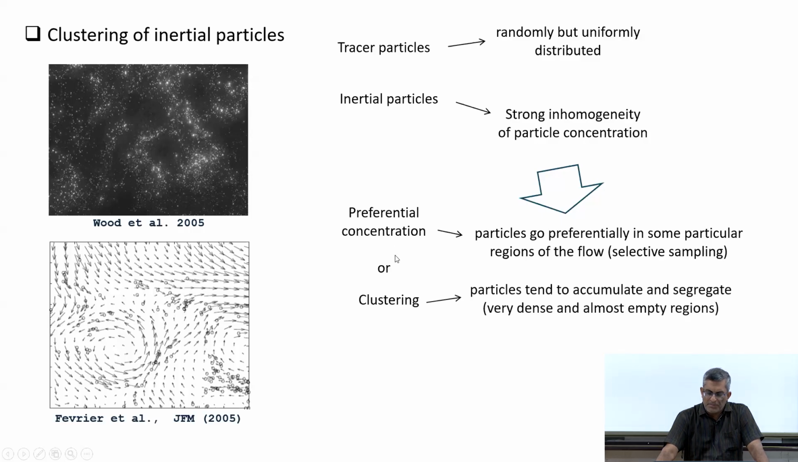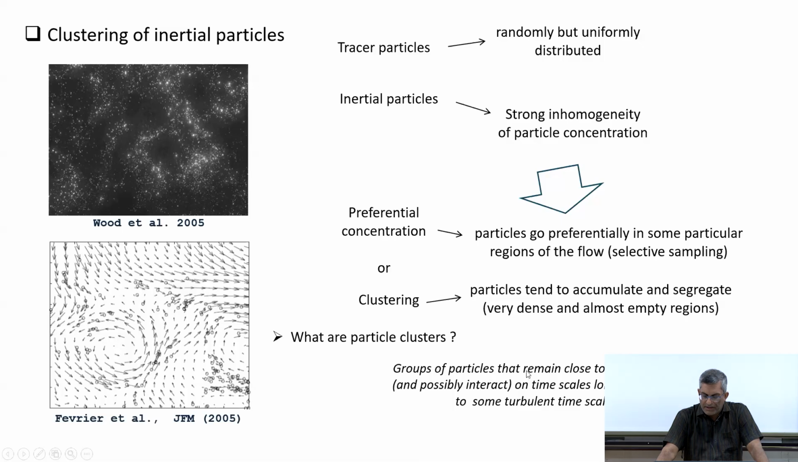This is basically the same thing, but in the case of clustering you have an intense preferential concentration effect, such that we can define particle clusters as a group of particles which remain close to each other on time scales long compared to some time scale of the flow, or some turbulent time scale of the flow. So, they remain together for a longer duration compared to the flow time scale, such that the grouping becomes important as far as the particle dynamics or particle heat and mass exchange with the carrier phase are concerned.